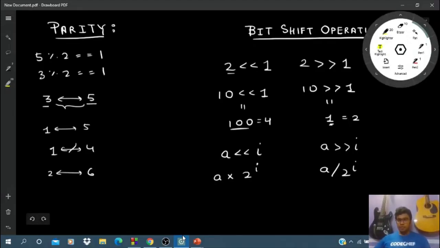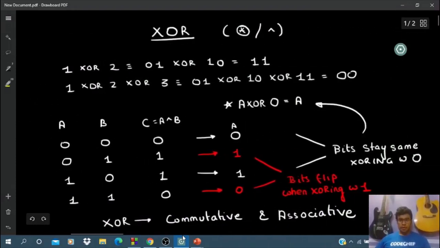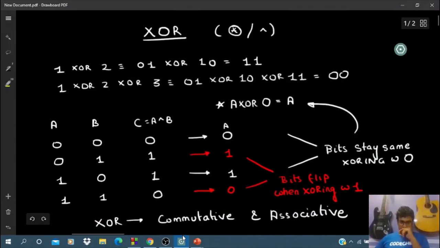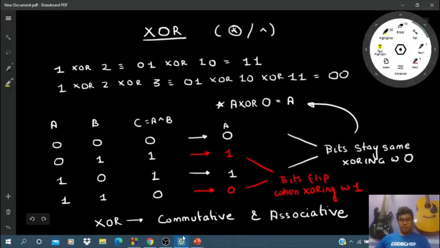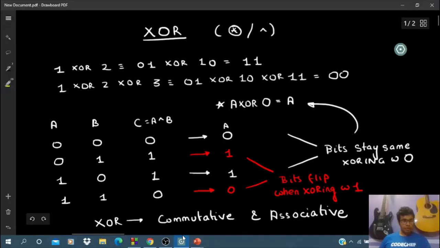So let's move on. Let's talk a bit about the XOR operator. Here is the XOR operator's truth table. Let's take a look at this. So here we have the truth table. We have A and B. Suppose these are the two bits that we're talking about, and C is the XOR of A and B.